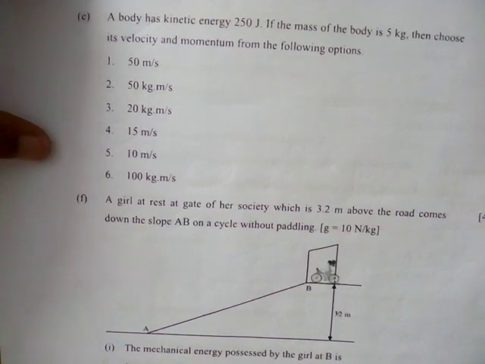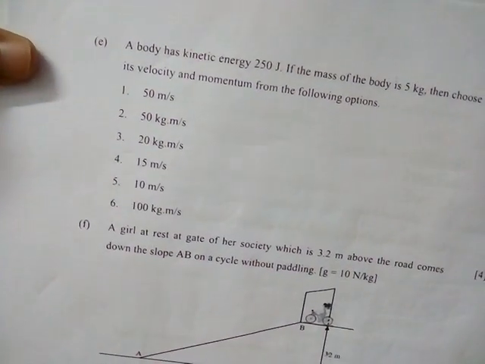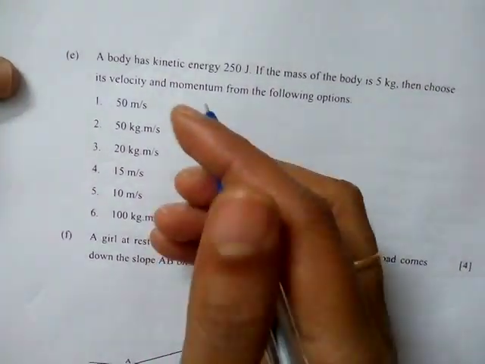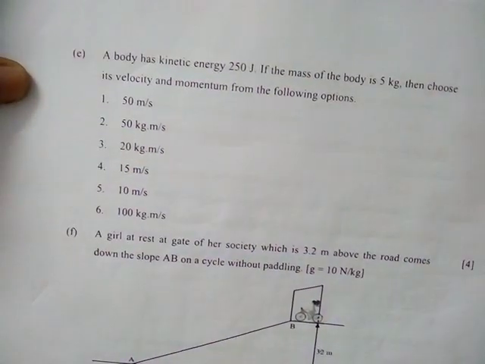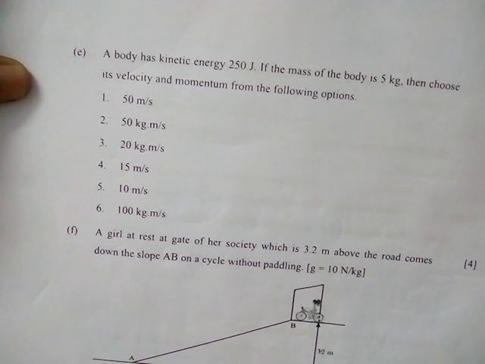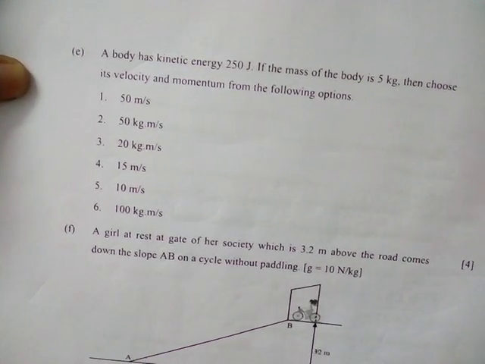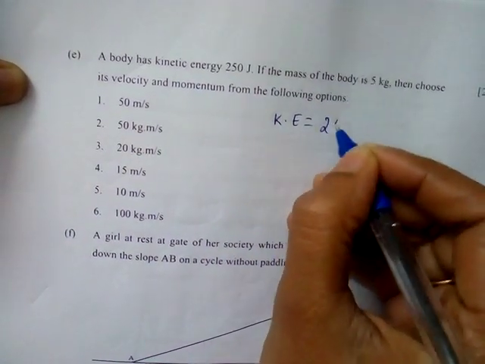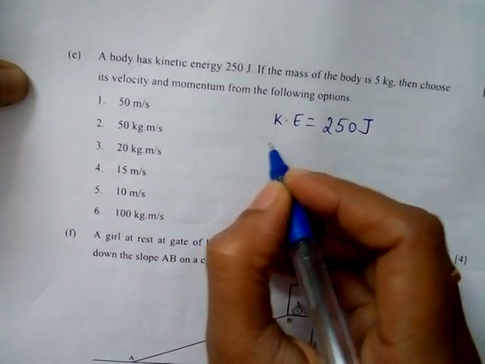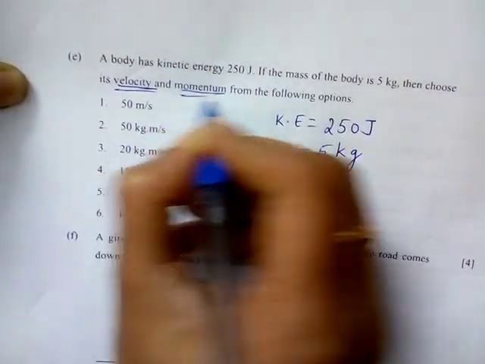Next, question E. A body has kinetic energy 250 joule. If the mass of the body is 5 kg, then choose its velocity and momentum from the following options. Now see here, kinetic energy value is given, KE is equal to 250 joule and mass is given, 5 kg. Velocity and momentum you have to find.